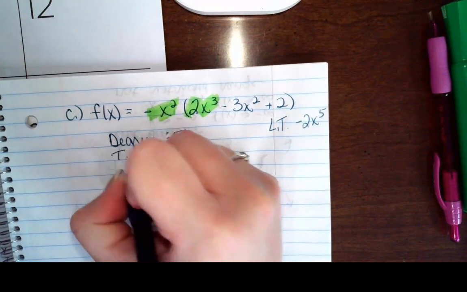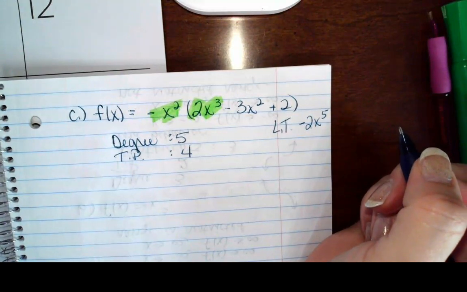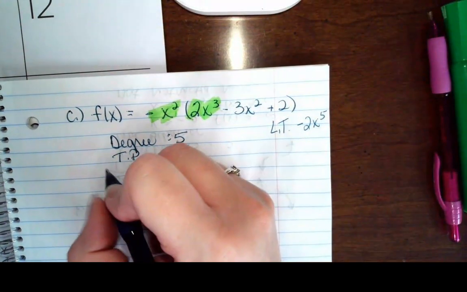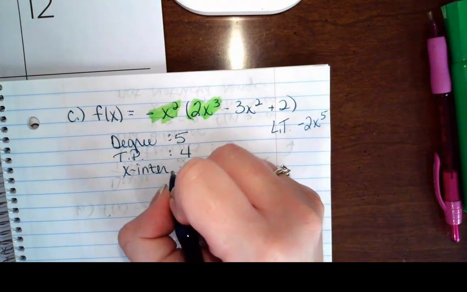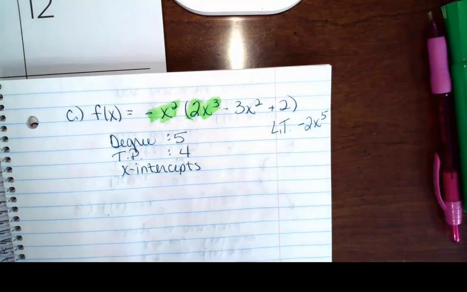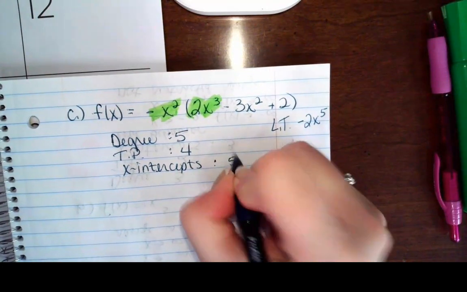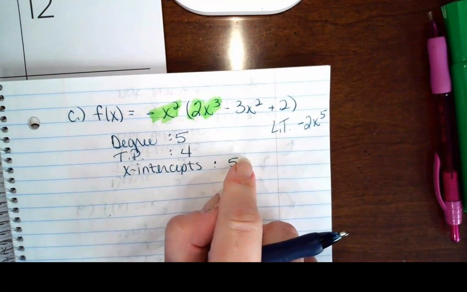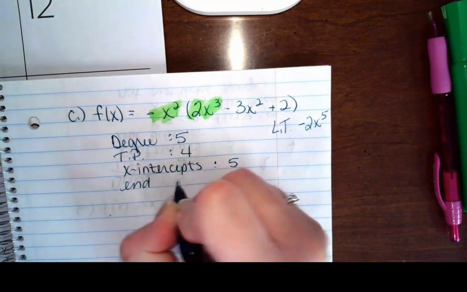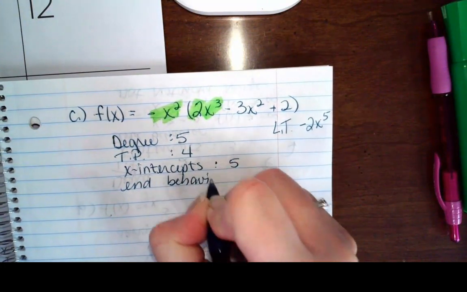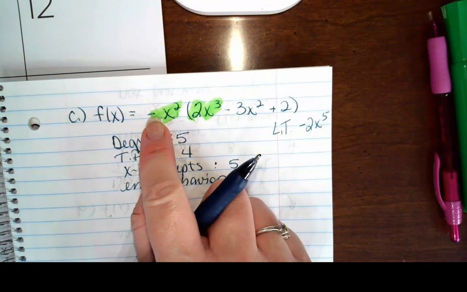So what about turning points? Turning points is 1 less than your degree. So the most turning points I'm going to have is 4. Okay? How many x-intercepts can we have on a 5th degree polynomial? So we're being general in this question. I'm not asking you to solve this one. I'm just saying how many could you have? I could have 5. It's the same as your degree. Okay? And then we have end behavior. So this is a 5th degree, and it got flipped. So I'm leading off negative.